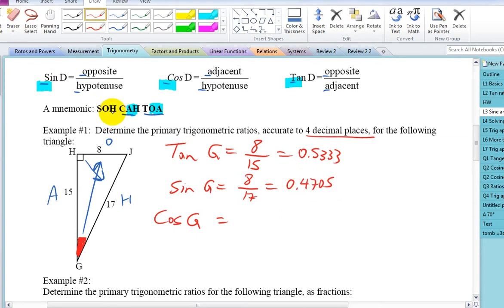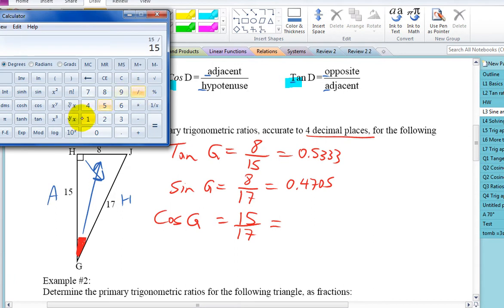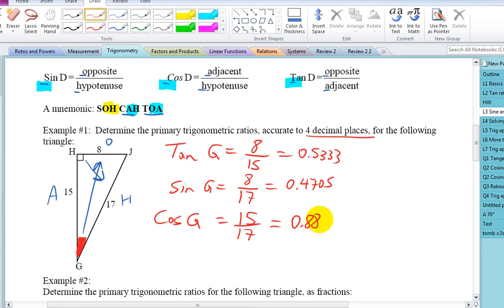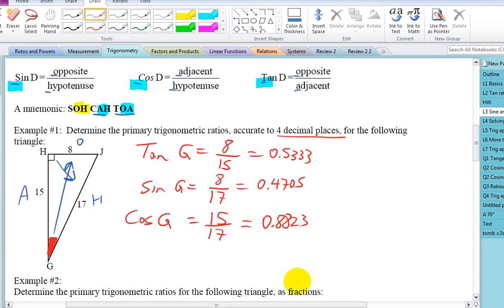Okay. And the last one, cos G. Again, same angle, same HOA. So you don't need to relabel your HOA. What is cos G? Bingo. Okay. And then go to your calculator and go 15 divided by 17 equals 0.8823. Okay. So what we're going to do now is find the other one.